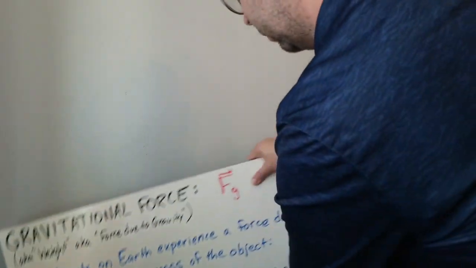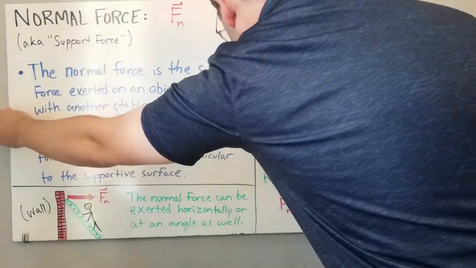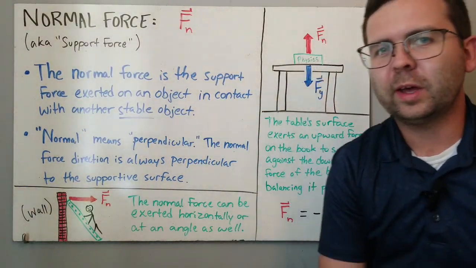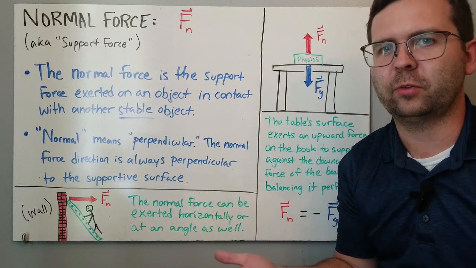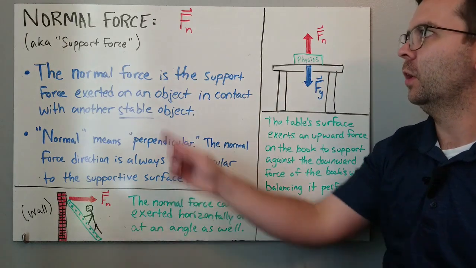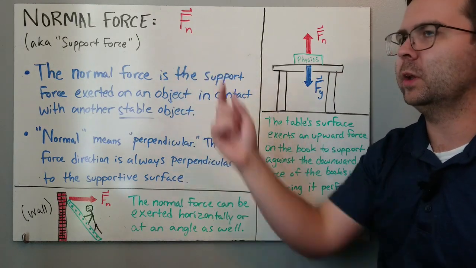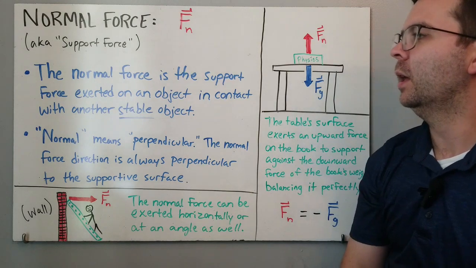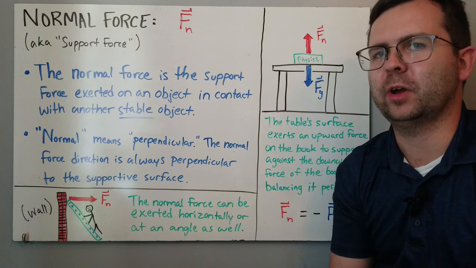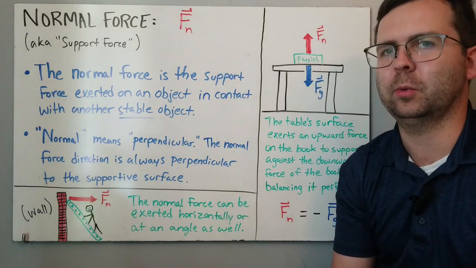And then finally, one other force I'll talk about in this video is the one that often counteracts the effects of gravity. So instead of all of us spiraling in towards the center of the Earth, we have another force that supports us and keeps us from falling. And that's called the normal force. Symbol for normal force is Fn or F norm. The normal force is that support force that's exerted on an object that's in contact with another stable object.